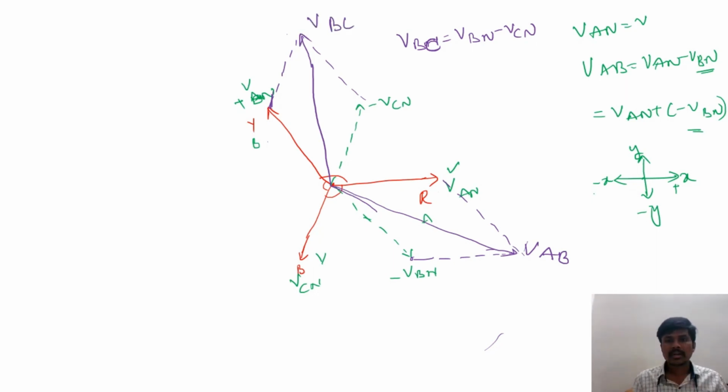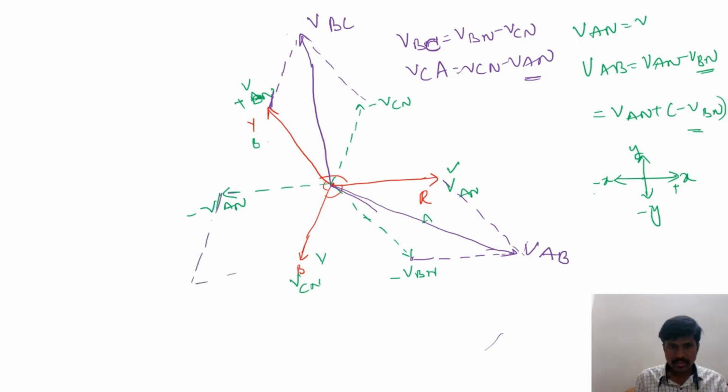Okay. Now in the same manner, VCA you can get as VCN minus VAN. Again, minus VAN is the mirror image of the VAN phasor. Again, same method to get the resultant. Draw parallel lines here on both the sides. So we'll get one resultant. So it is like this. So this is the line voltage VCA.